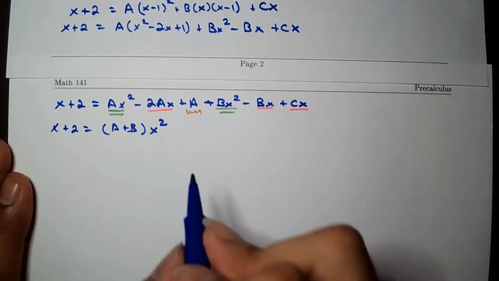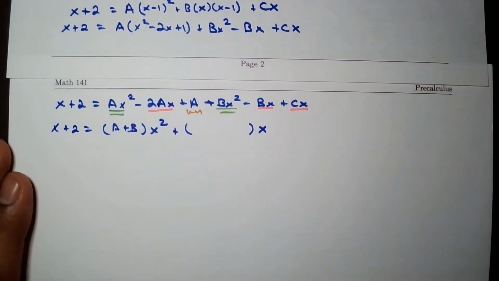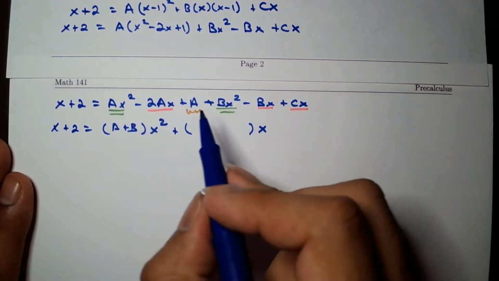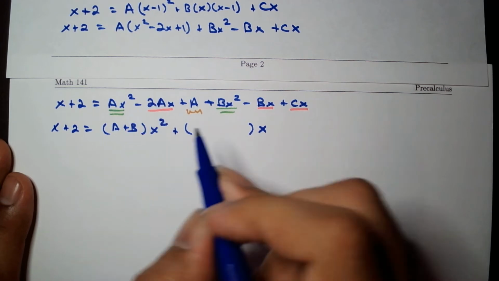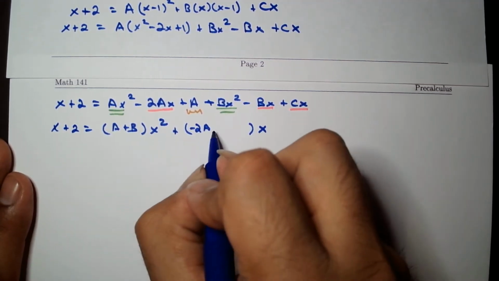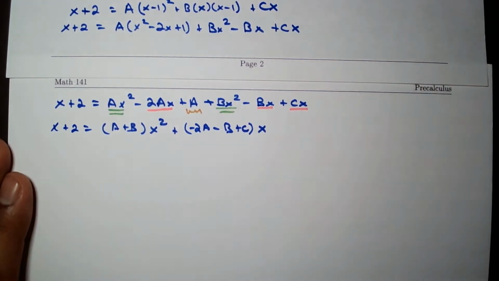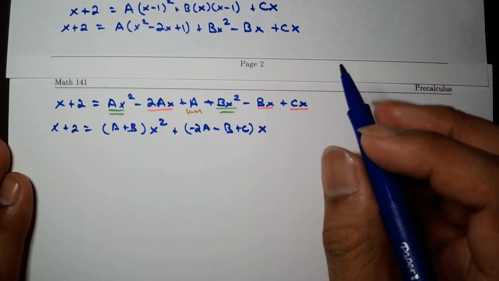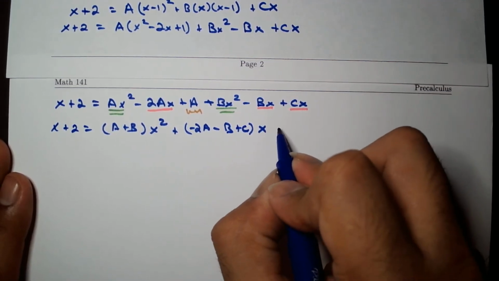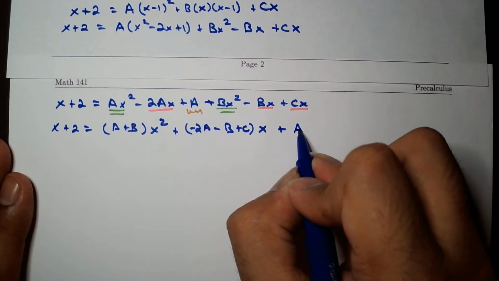Okay, let's do the same with x coefficients. Well, so we're going to have a negative 2a minus b and then plus c. And last but not least, well, that's going to be plus simply a.